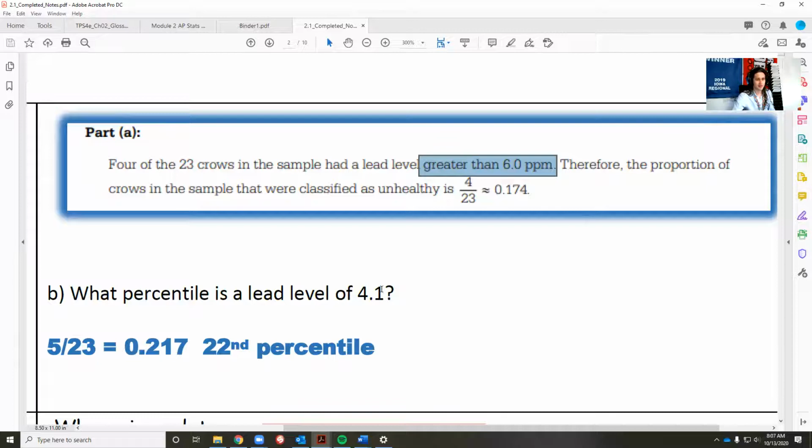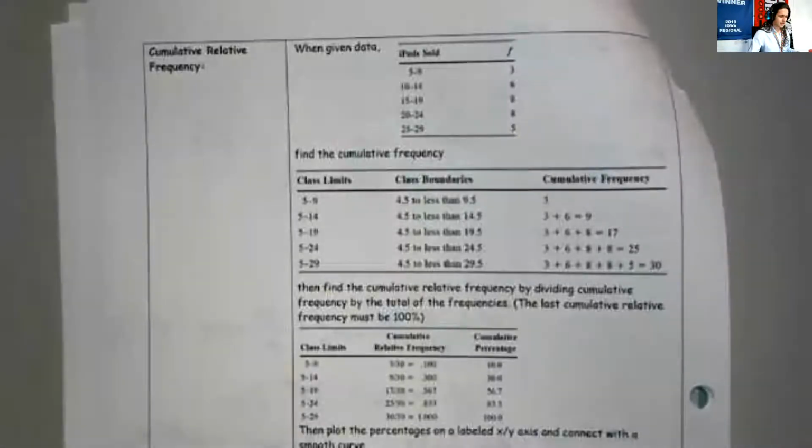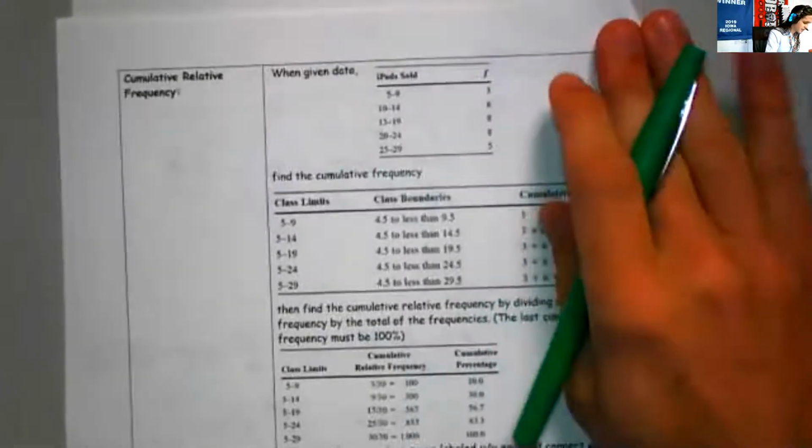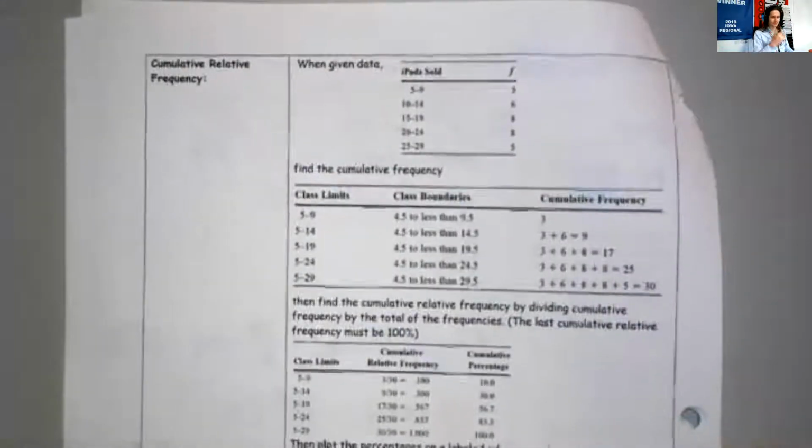What percentile is the lead level of 4.1? 5 or less than that out of 23 total. You got the 22nd percentile. So hopefully we're okay calculating those. Seems like a question AP or ACT might have asked you beforehand. The next page talks about cumulative relative frequency, and it gives a lot of examples.